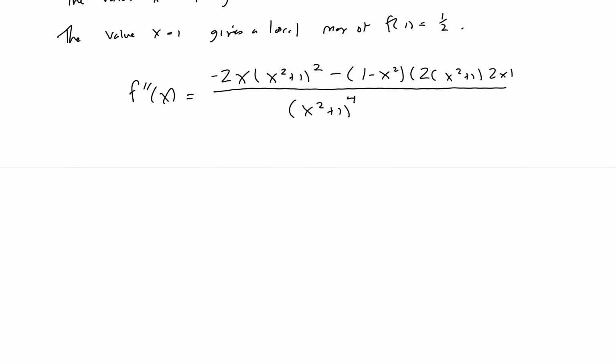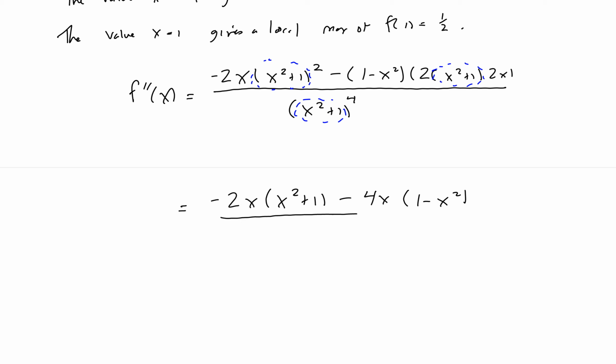The first thing to note is that I have an x squared plus 1 here, an x squared plus 1 here, and then an x squared plus 1 here. So I can cancel those, and I'll get minus 2x left over from the first term times x squared plus 1, so we get rid of one of those. And then I have minus, and I combine that 2 and the 2x to get a minus 4x, and then 1 minus x squared, all over x squared plus 1 cubed, because I've canceled one of those terms off.